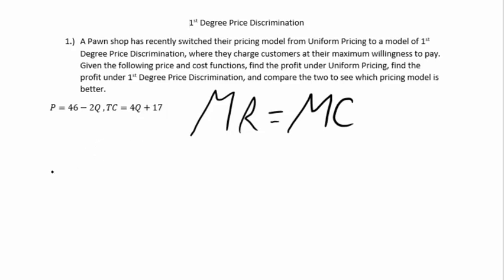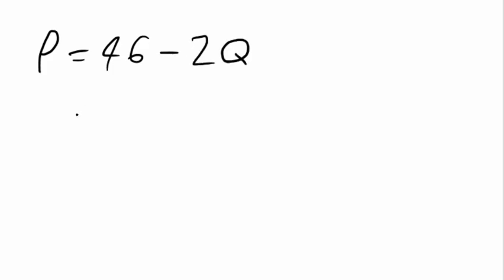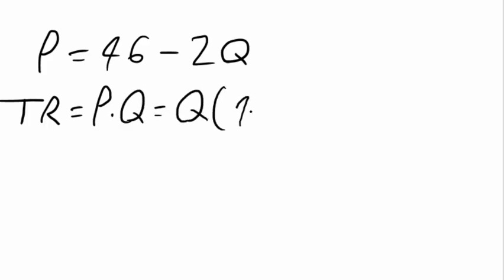So if we were to find our marginal cost first, we know the marginal cost is the derivative of the total cost function with respect to Q. And if we take that derivative, we get a marginal cost of 4. Next up, we're looking at the price function of P equals 46 minus 2Q. And we want to find the marginal revenue from that. So first, we need to get to our total revenue, which is found by multiplying the price function by Q. So we'd have Q times 46 minus 2Q.